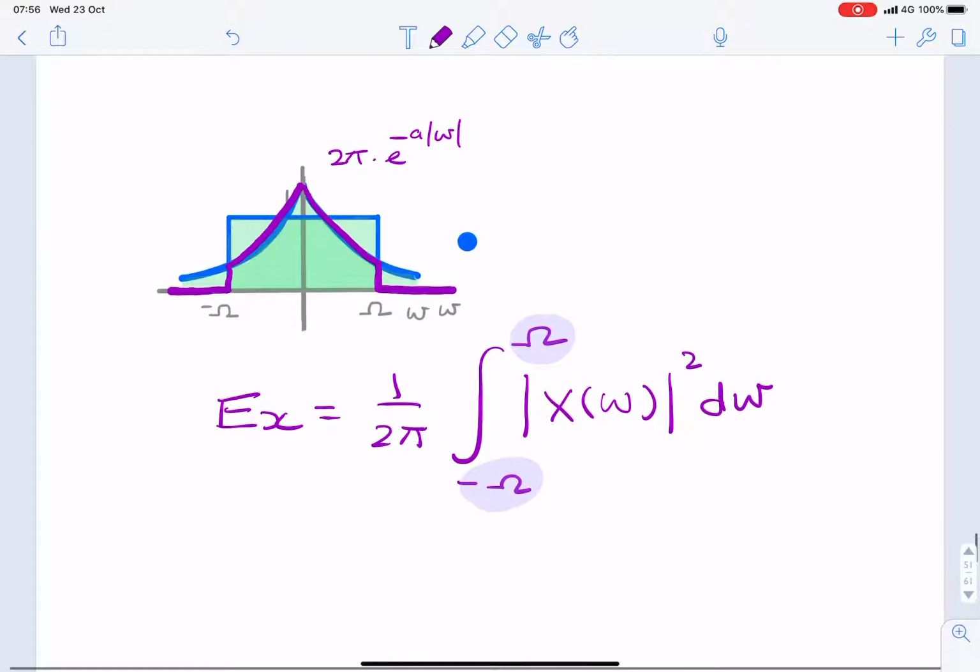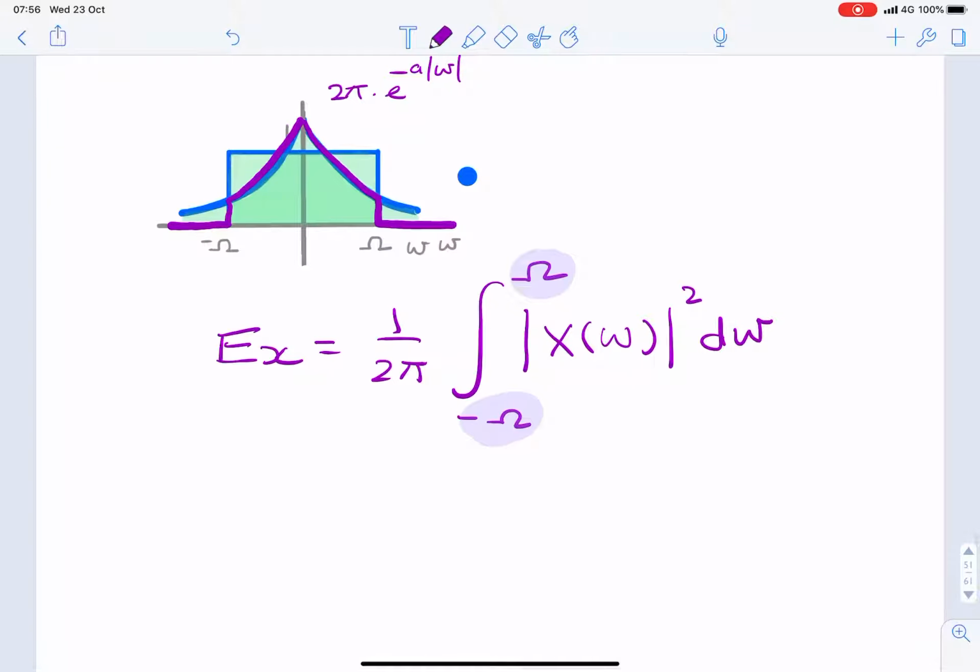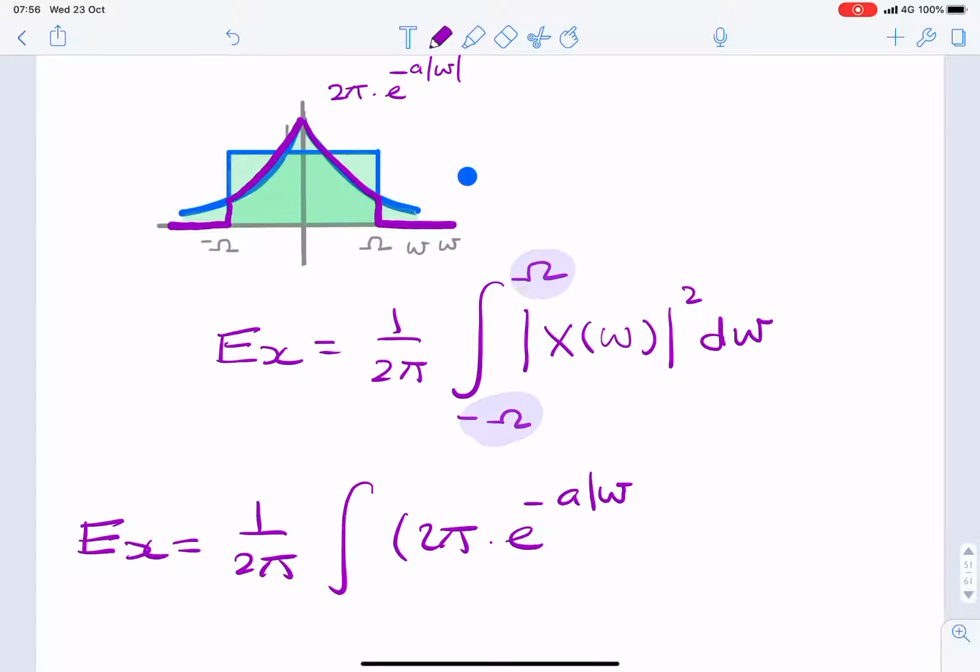We would carry on calculating Ex as you would normally. So it's 1 over 2 pi, the integral of 2 pi e to the minus a omega, because remember, that's the expression we're given in the frequency domain, squared d omega.